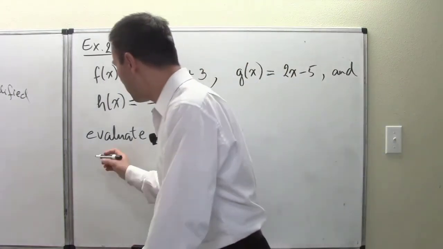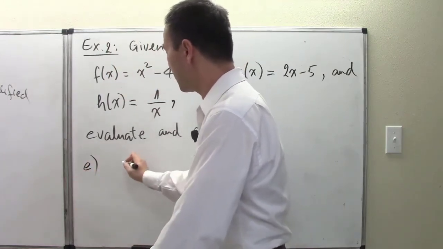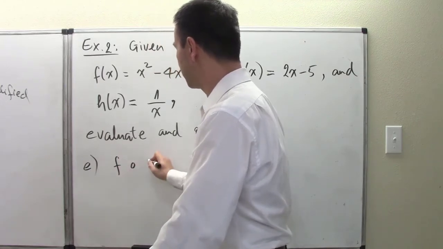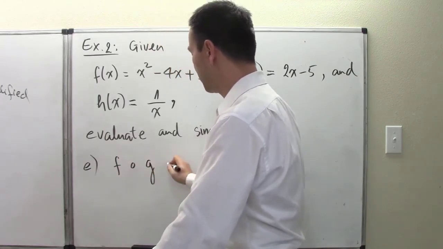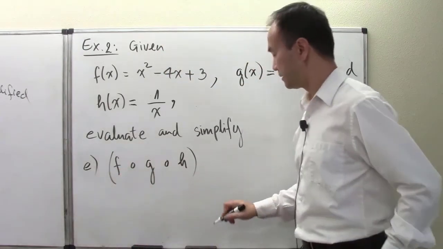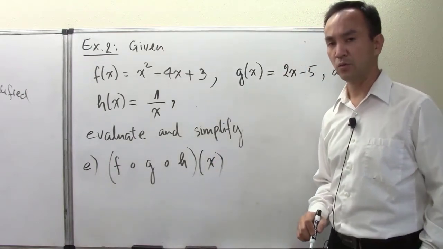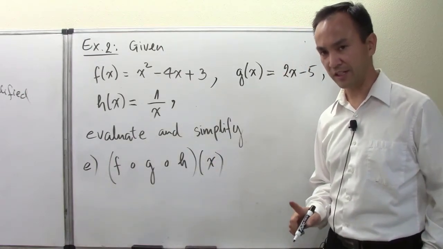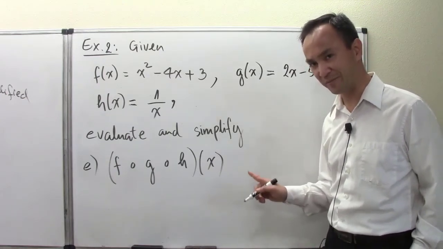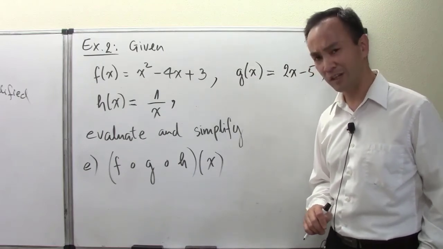All right, so part E here. What about this time? I'm going to say f of g of h at x. Welcome aboard. The problem is starting to give more challenge for us. We have three things together. It's not only two functions.